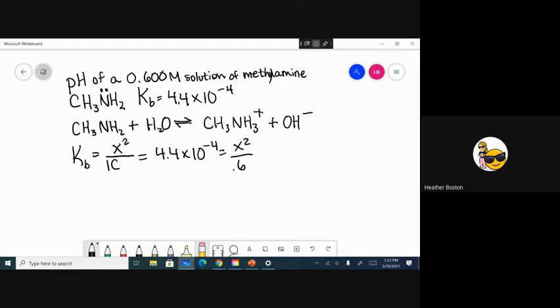So you do not need to do an ICE chart or all of the work for each and every one of them once you understand what's going on. Try not to skip steps until you're pretty good at this. So I'll solve for x, and I'll get an answer of 0.1625.